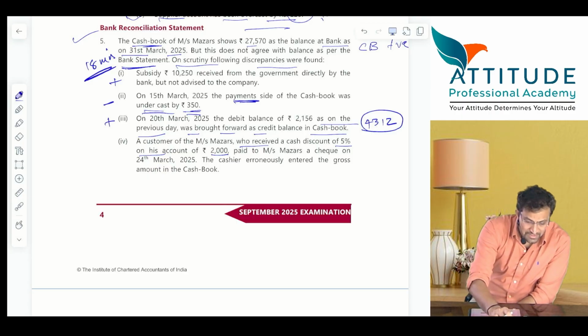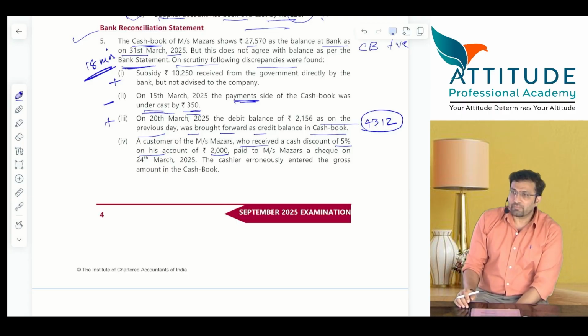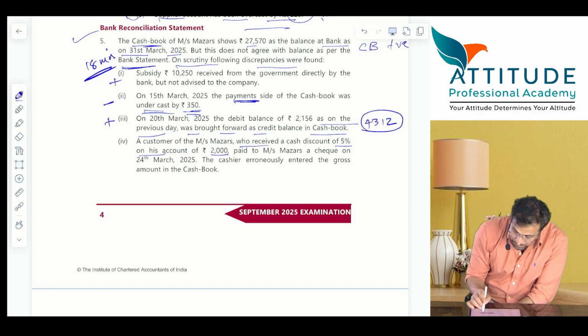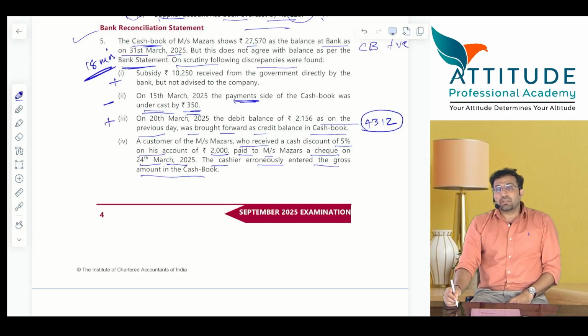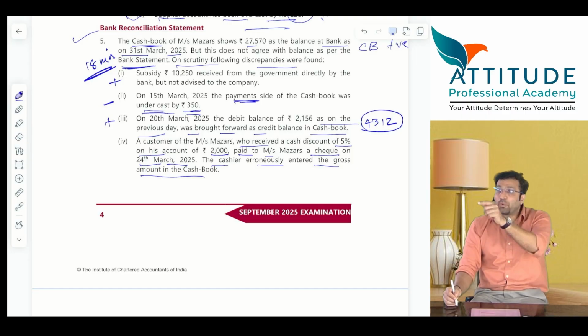हाँ, now you please tell me कैश बुक में कितना लिया है? ये देखो, paid to Mazars a cheque on 24th March. 24th March को पे किया है. The cashier erroneously entered the gross amount in the cash book. कस्टमर ने कितना चेक दिया है? 1900. तो आपको एंटर कितना करना चाहिए था? 1900. कितना एंटर किया है? Gross amount, not the net amount.